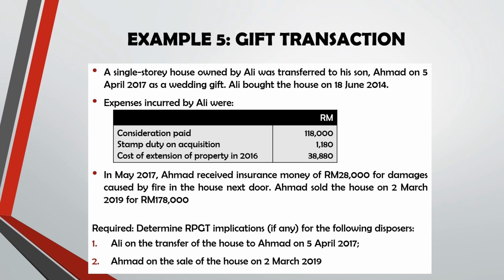Remember, at the date of transfer, that will be a no gain, no loss situation. At the date of disposal, subject to RPGT. From Ali to Ahmad, no gain, no loss. From Ahmad to a third party, then it will be RPGT. Ahmad sold the house on 2nd March 2019 for 178,000. Determine the RPGT application for the following disposals: first for Ali, second for Ahmad.